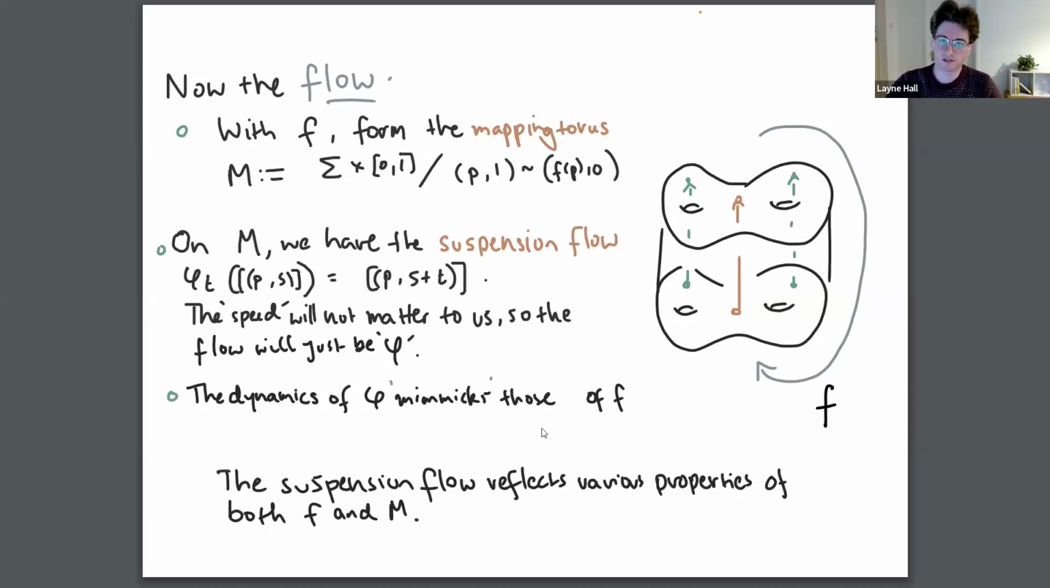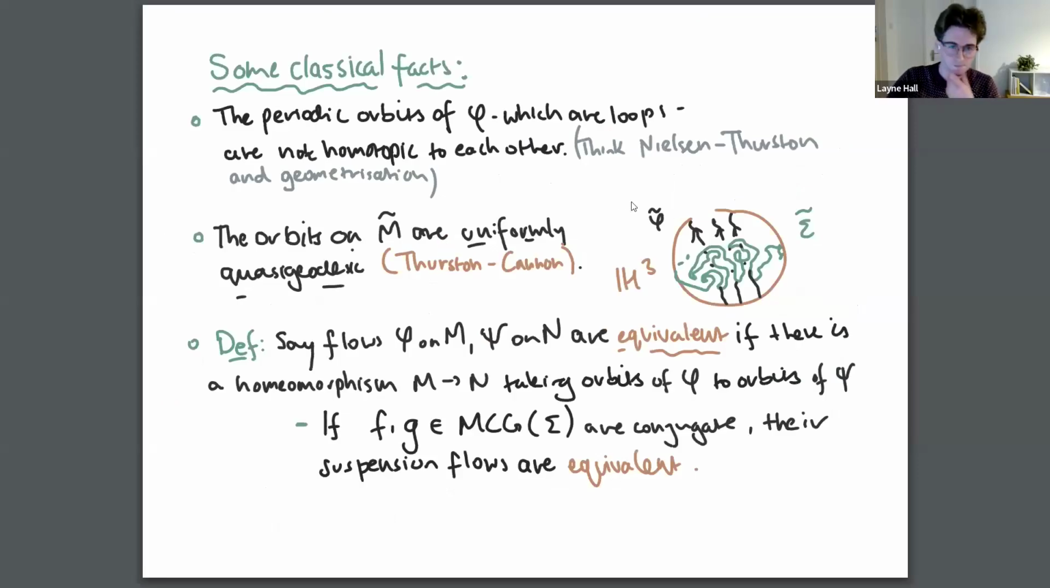But outside of just studying the mapping torus, we do have various properties of the suspension flow that we care about when studying F and M. So some of those will be more or less important to us today. So I've called them classical facts.